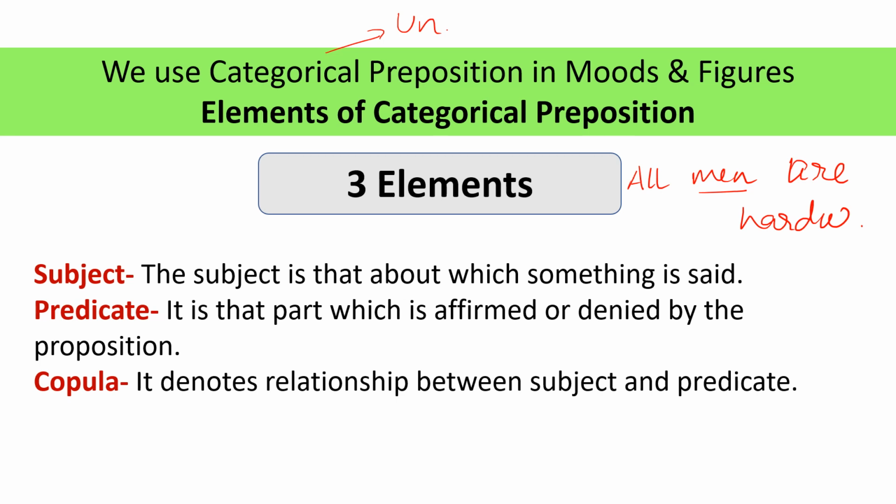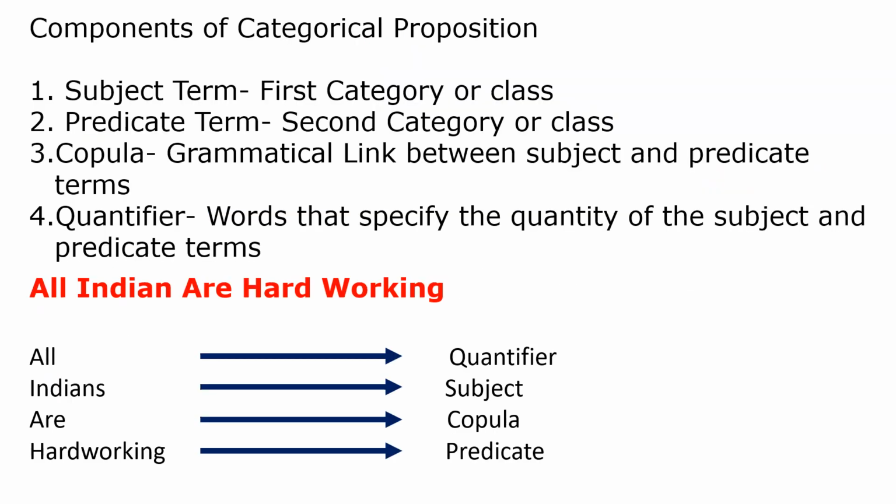The predicate is that part which is affirmed or denied by the proposition. Since we are saying are hardworking, we are saying that 100% all men are hardworking. So the predicate is hardworking. The quality of men is hardworking. The copula is the relationship between the subject and predicate. So here the term are is the copula. So the three elements are the subject, the predicate, and the copula. For mood and figures, the three important elements are subject, predicate, and copula.